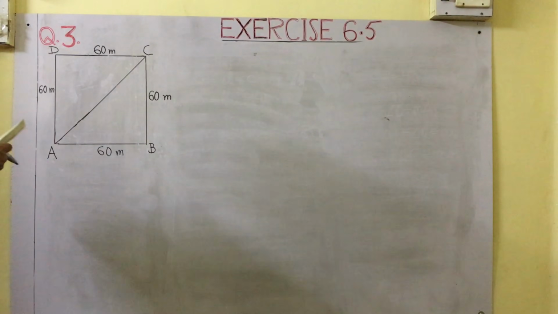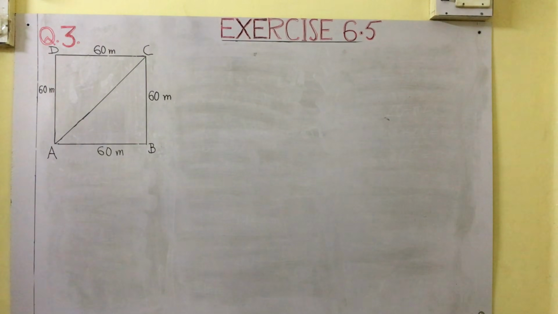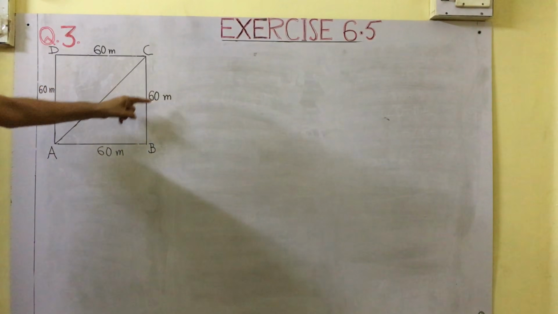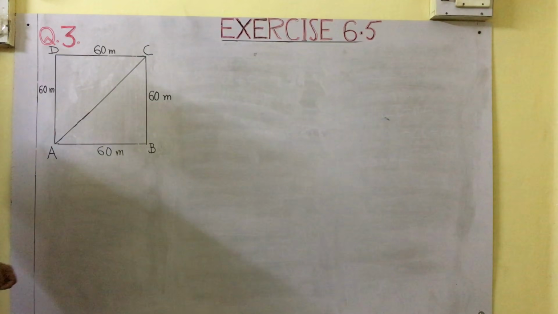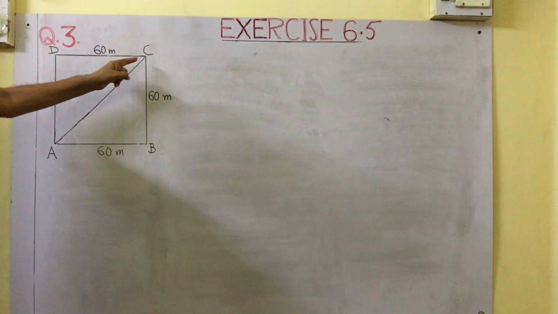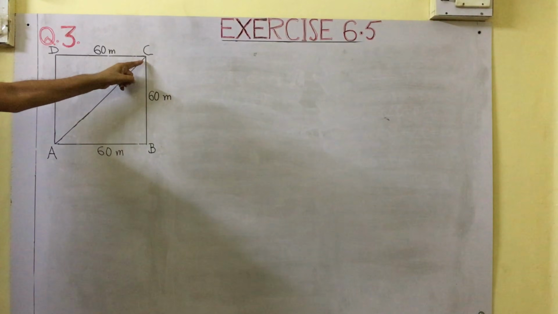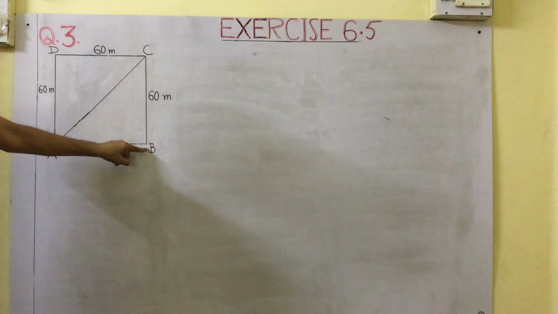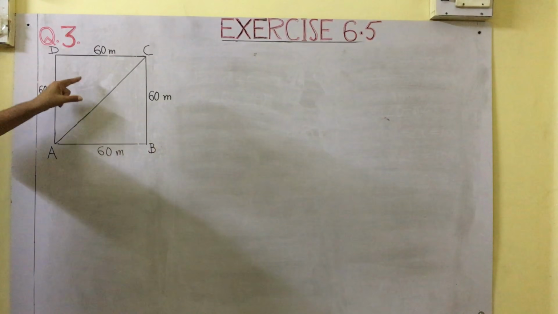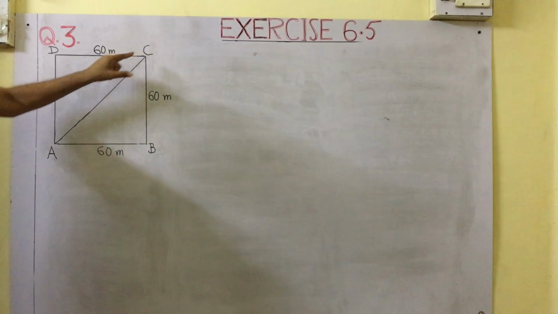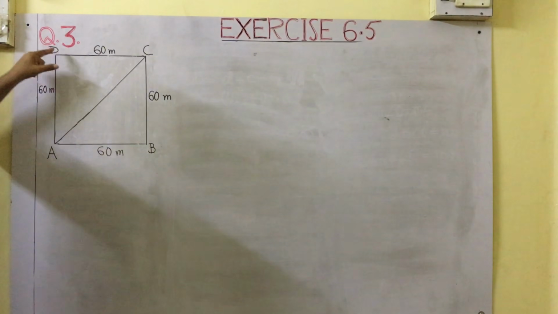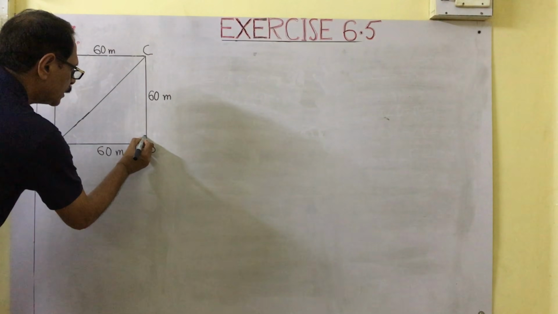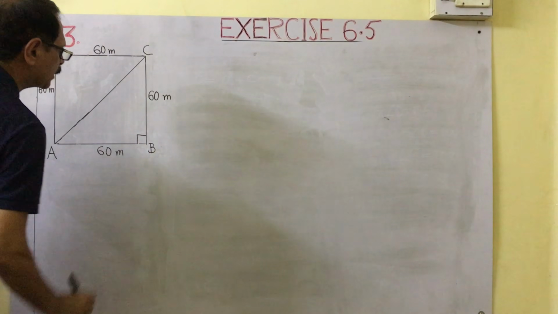Question 3. Each side of a square is 60 meters. Find the lengths of the diagonals of the square. One diagonal is AC and the other diagonal is BD. We have to find out the lengths of diagonal AC and of diagonal BD. This is 90 degrees angle.